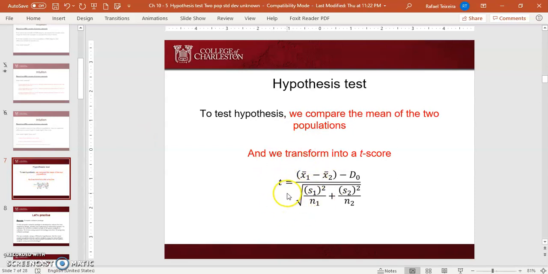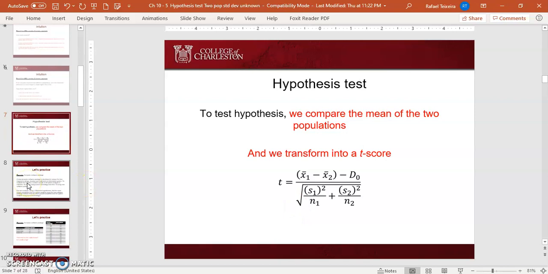So here's the t, okay, and this is the difference between the two samples that are estimators for the two populations. So we are taking the difference between these two, and we are subtracting a hypothesized difference. The hypothesized difference in our case is always 0. So you can scratch that, and you only have this difference on top, and you divide by the standard deviation of the two sample means.